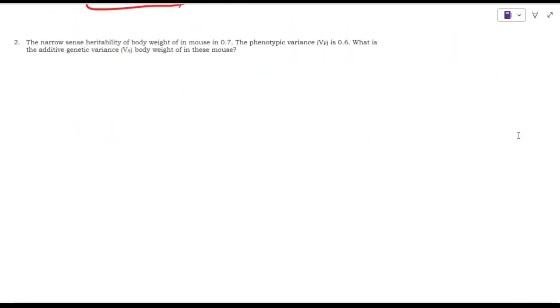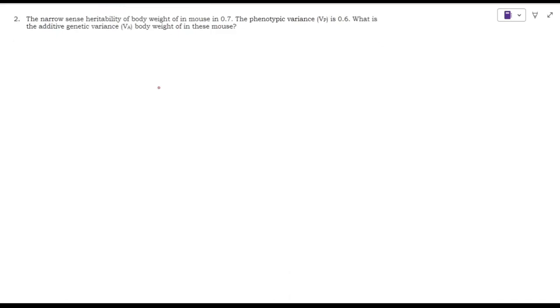The narrow sense heritability of body weight in mouse is 0.7. The phenotypic variation VP is 0.6. What is the additive gene variation for the body weight in mouse? That means they have given narrow sense heritability, small h square, as 0.7, and phenotypic variation VP is given, equal to 0.6. We need to calculate VA, right? We already know the formula, h square is equal to VA divided by VP.